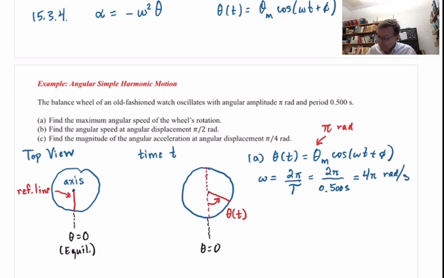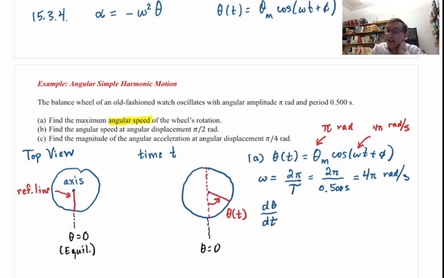I know that. So I know the theta max. And I know the omega. I don't know the phase angle phi, though. But that's what I know. Let's see if we can answer part A. Find the maximum angular speed of the wheel's rotation. So when we talk about an angular simple harmonic oscillator, by angular speed, what we mean is d theta dt.